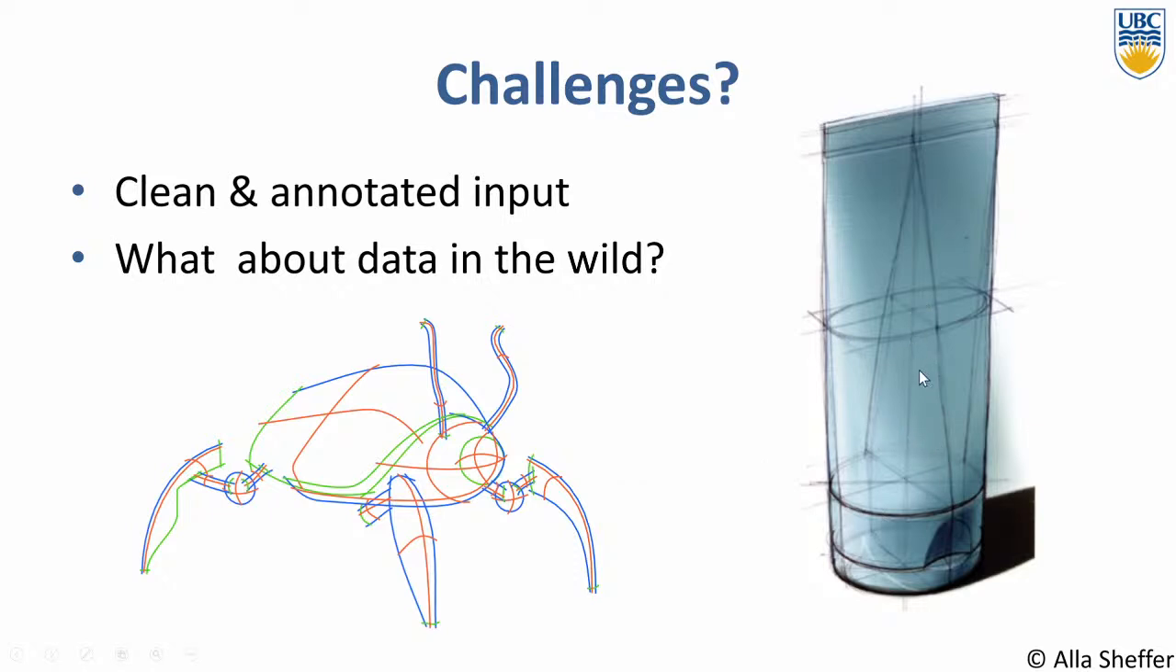Curves in the wild are also not all symmetry curves, like this one is not. It's not necessarily planar. So in the wild, not everything is clear cut. How do we go about handling that?